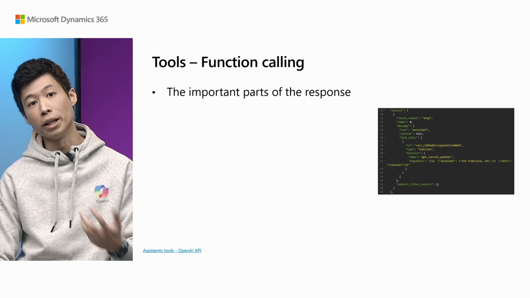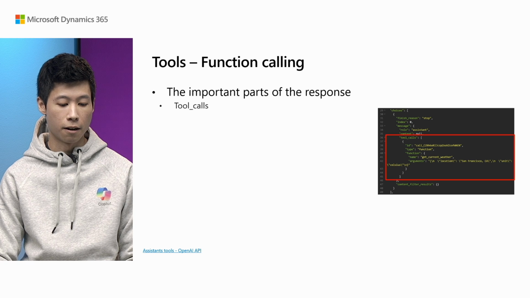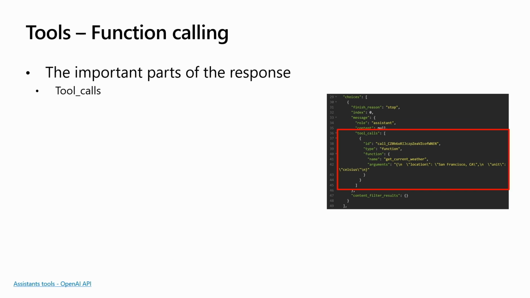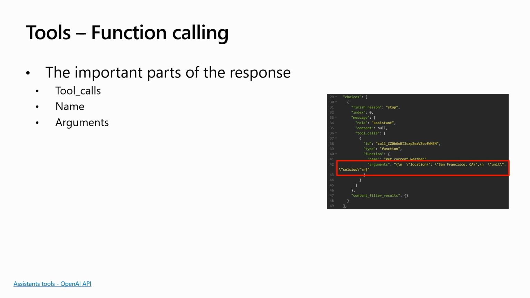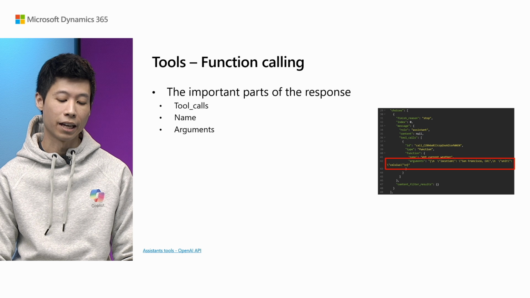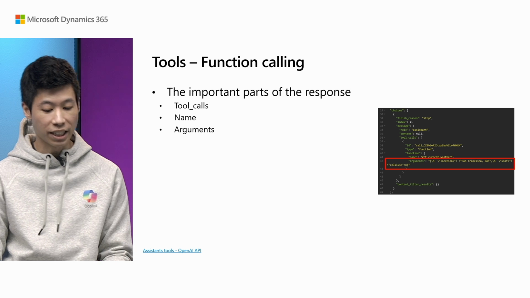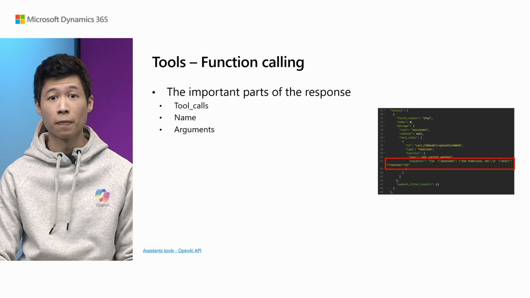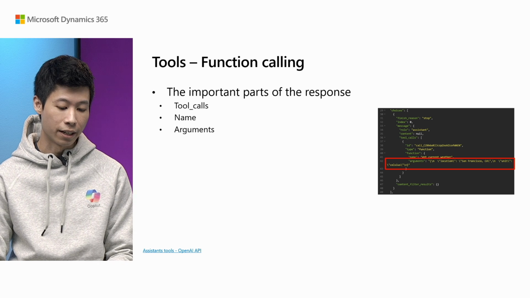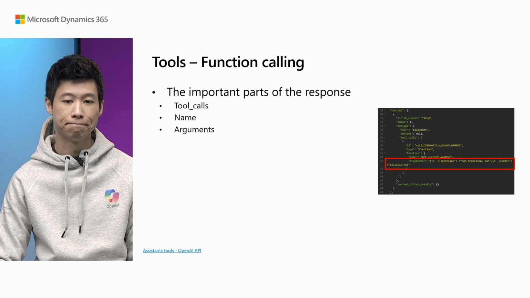And on the response of what the model returns to us, there's the tool calls array. And in that part, it has the name of the function that is to be called. So in this case, get current weather. And then there are the arguments with the values that should be called with that function. So in this case, it has location, which says San Francisco, CA, and the unit that says Celsius.